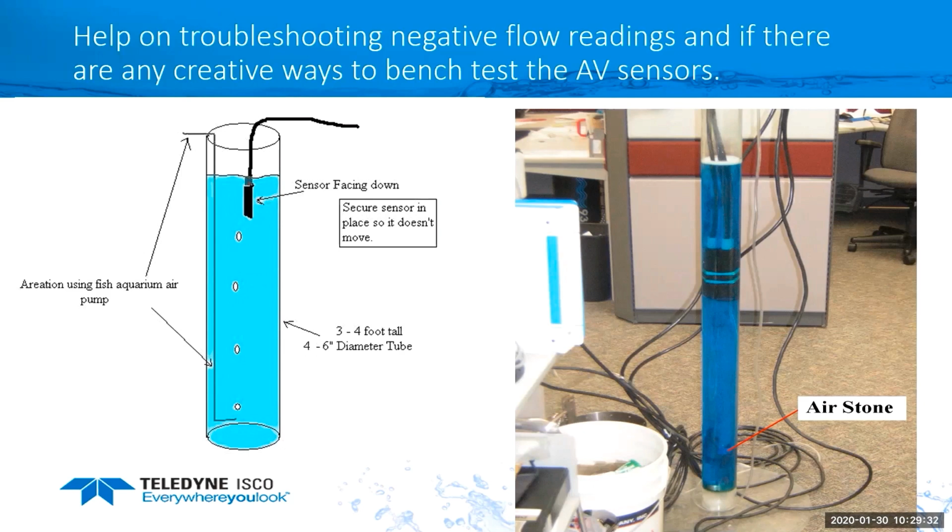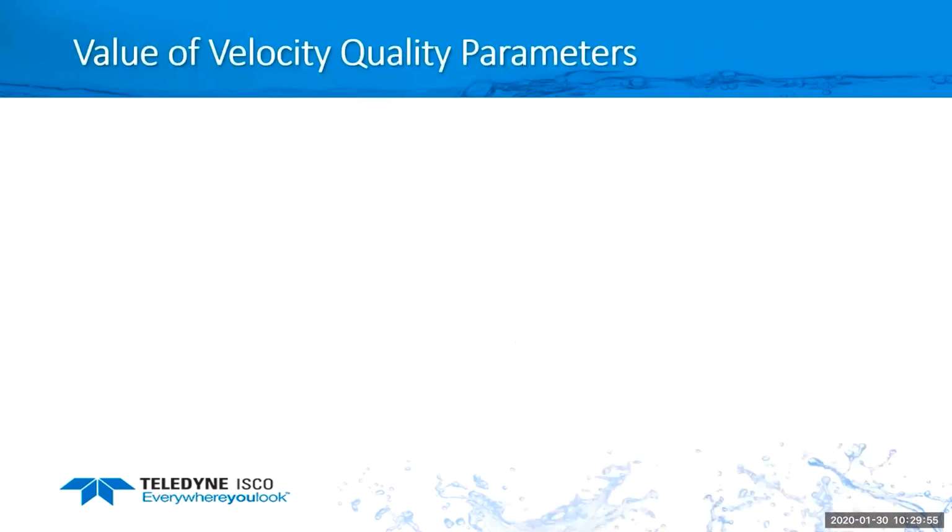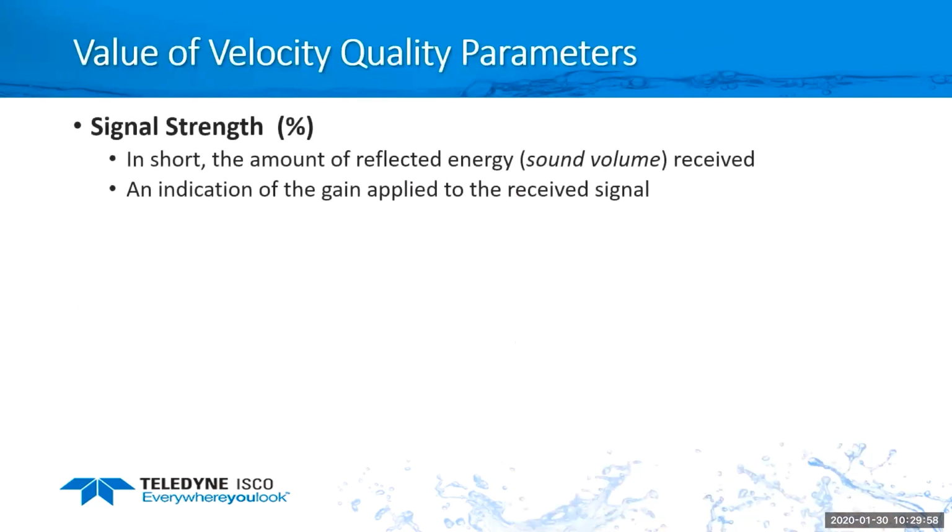They rise at a rate of about a foot per second. Kind of depends how close you are to the air stone. But for reading reverse flow, just turn the sensor upside down so it's facing the ceiling, and you should be able to read the air bubbles going away from it. So this is a pretty inexpensive way to test your area velocity sensors without having to build a big flow loop.